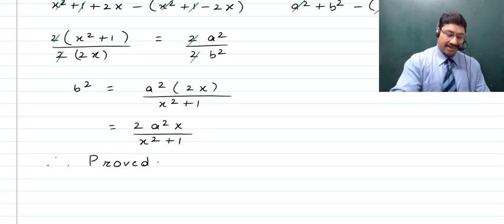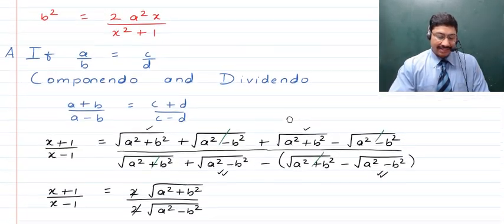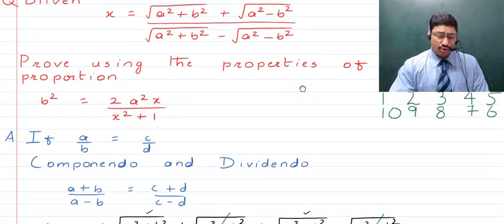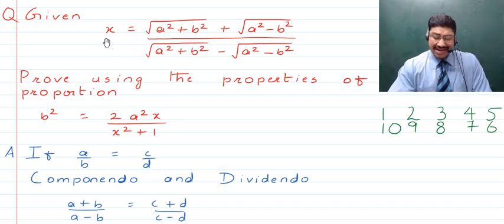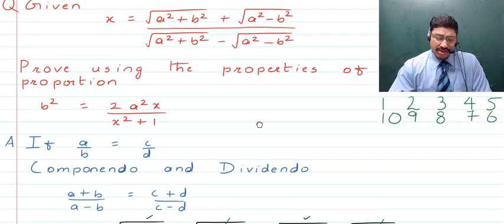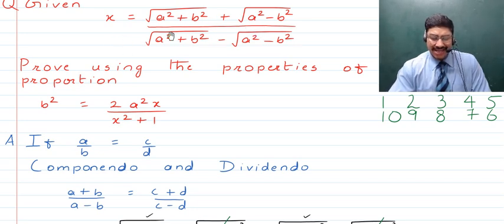So children, now I'll just quickly discuss this all over. In the question you've been given here that you have to prove using the properties of proportion b square to be 2a square x upon x square plus 1, when you've been given that x is equal to root of a square plus b square plus root of a square minus b square divided by root of a square plus b square minus root of a square minus b square. Now children, here what you do is, if you consider this x to be actually x upon 1, then on the right hand side it looks as if we have componendo and dividendo already applied.